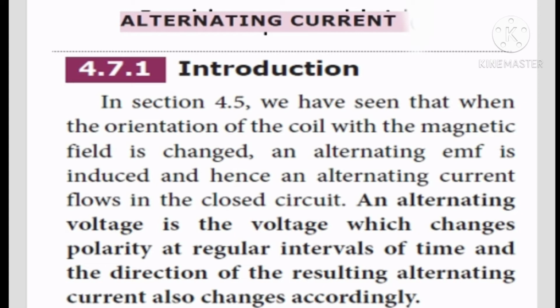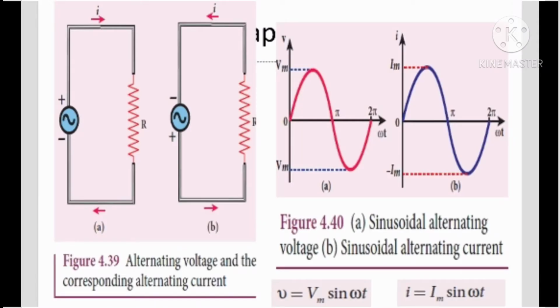An alternating voltage is the voltage which changes its polarity at regular intervals of time, and the direction of the resulting alternating current also changes accordingly. Look at the picture. In figure 4.39a, an alternating voltage source is connected to a resistor R, in which the upper terminal of the source is positive and the lower terminal is negative at that instant. Therefore, the current flows in a clockwise direction.